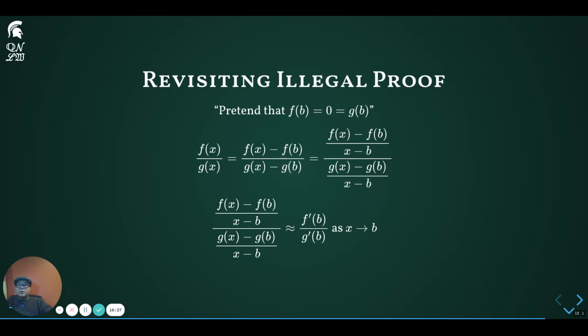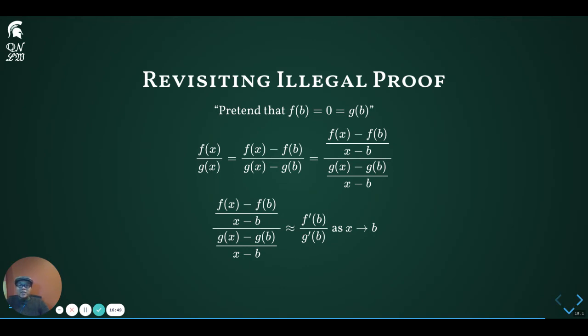Just to reinforce what we did now, let's go back to the illegal proof that we started out with as the motivation. We pretended that f and g are defined at b with value 0, which is illegal. We performed some computations based on this illegal assumption, and we argued illegally that taking the limit as x goes to b will give us the non-existing ratio f prime b over g prime b.